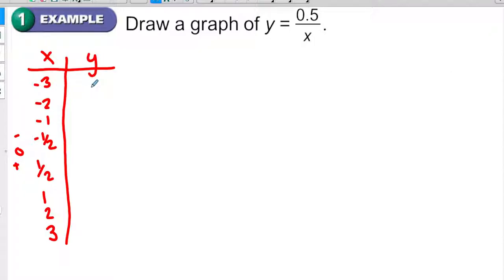All right, so let's plug these in, evaluating the equation for this value of x. 0.5 divided by -3 is going to give you -1/6, which was -0.17 approximately. 0.5 divided by -2 is -0.25. 0.5 divided by -1 is -0.5. 0.5 divided by -1/2 is -1. 1/2 divided by 1/2 is 1. 1/2 divided by 1 is 1/2, or 0.5. 0.5 divided by 2 is 0.25. 0.5 divided by 3 is 0.17. 0.16 repeating, so 0.17, good enough.